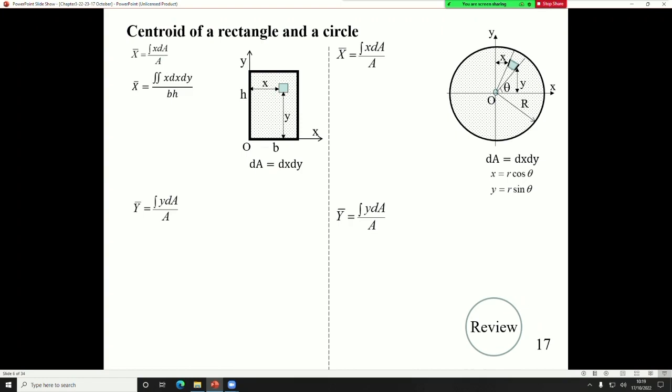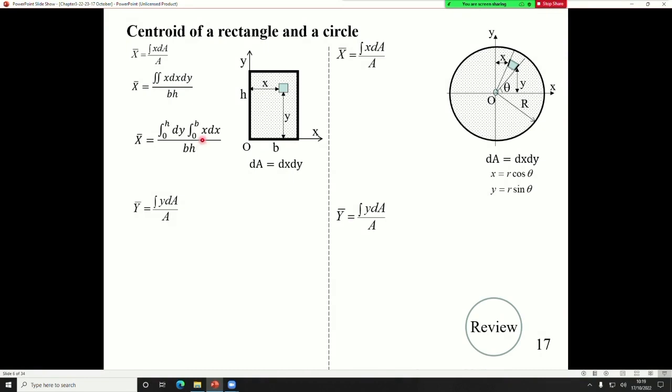Now, as you can see, this double integral is quite easy to analyze. It can be separated into two integrals. So this function is separable. We can say x dx multiplied by dy. So I divide it into two integrals: one is the integral of x dx, and the other one is the integral of y dy.